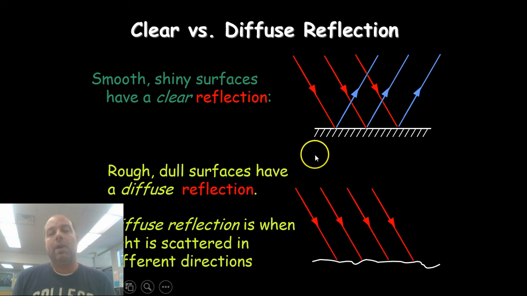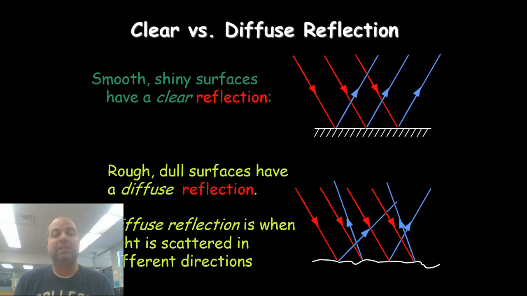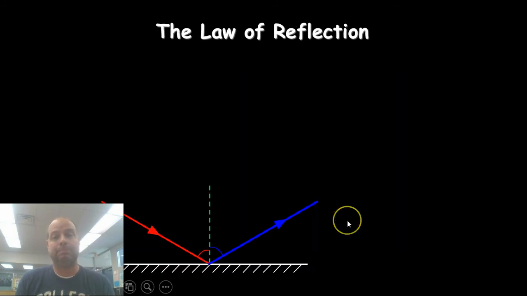However, if you have a very bumpy surface like my shirt or my skin, it's awful bumpy. And when light hits a bumpy surface, the light's going to bounce erratically. Sometimes the light will bounce this way, that direction. It'll bounce in any direction, and you will not get a reflection. On clear reflection, you will see yourself. On diffuse reflection, you will not see a reflection, but light still reflects.